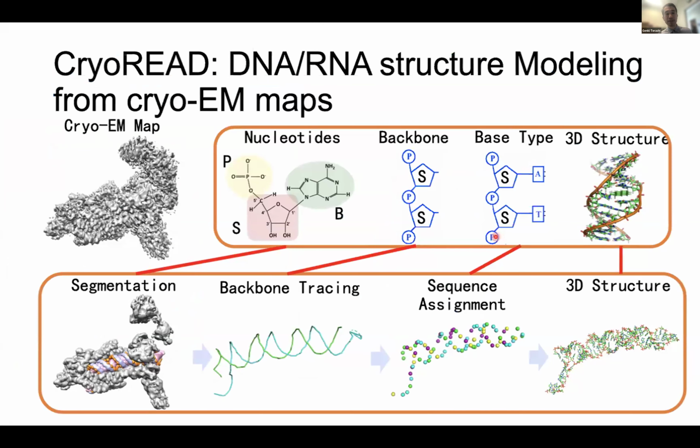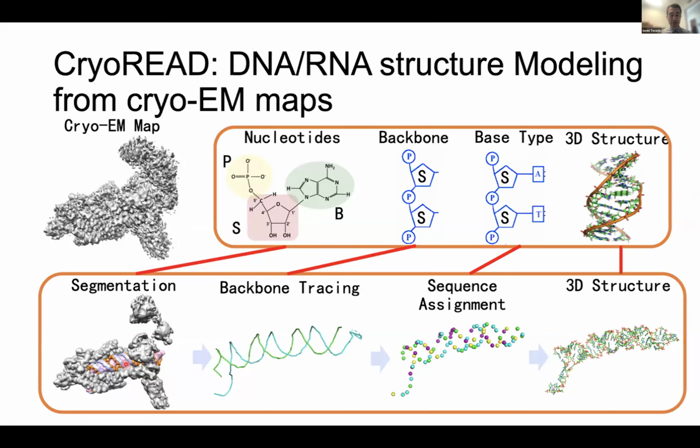Next tool is CryoREAD. CryoREAD is a DNA/RNA structure modeling tool. From the density map, the deep learning method predicts the phosphate, sugar, and base positions. So from the input map, it automatically identifies that this position is a phosphate, this position is a sugar, and this position is a base.